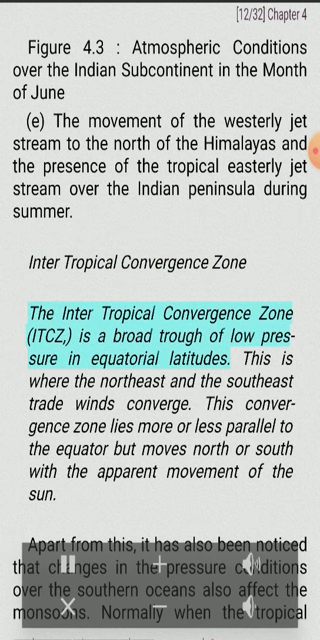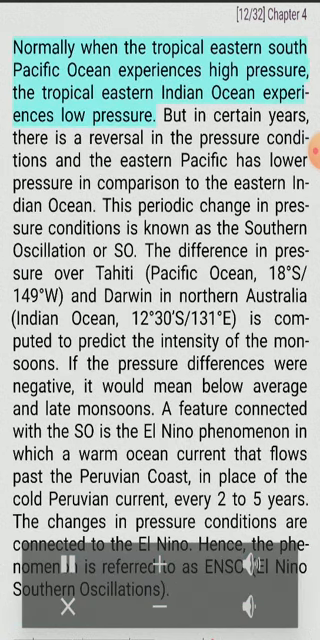Intertropical Convergence Zone. The Intertropical Convergence Zone, ITCZ, is a broad trough of low pressure in equatorial latitudes. This is where the northeast and the southeast trade winds converge. This convergence zone lies more or less parallel to the equator but moves north or south with the apparent movement of the sun. Apart from this, it has also been noticed that changes in the pressure conditions over the southern oceans also affect the monsoons.